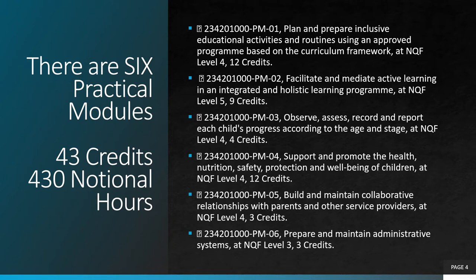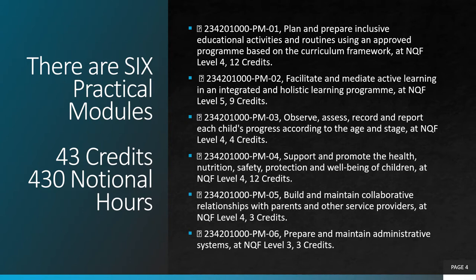Like I said, there are also practical modules, of which we have 6. How many credits do the practical modules come to? It's 43 credits. And what do we know? That 43 credits equals 430 notional hours, because 1 credit equals 10 notional hours, 2 credits equals 20 notional hours. So you as the student have to work 430 notional hours minimum to be able to complete this segment of the work. And remember, in the last modules, if we go back, you will see that you worked on there for how many hours? 450 hours. So let's have a look at the 6 practical modules.